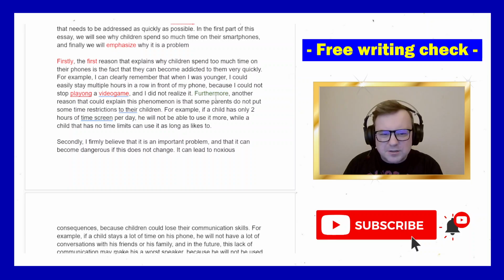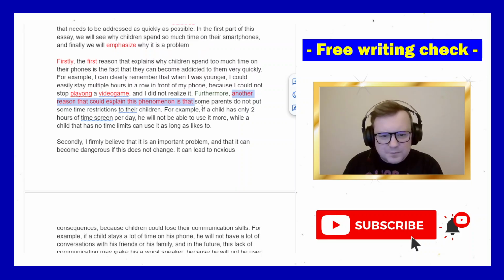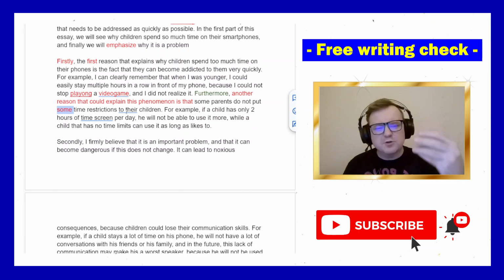Furthermore, another reason, and furthermore is kind of like saying the same thing, right? So we could delete all of this. Furthermore, some parents do not put time restrictions. So furthermore, another reason, we don't need all of that stuff. So we could just delete that completely. Some parents do not put any time restrictions. Any is better in the negative. Do not put any time restrictions on. So you put time restrictions on someone. You don't put time restrictions to someone.